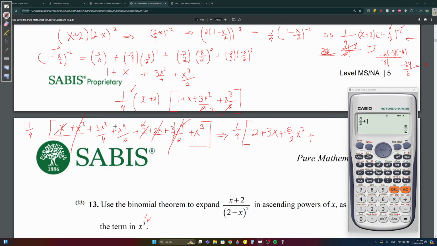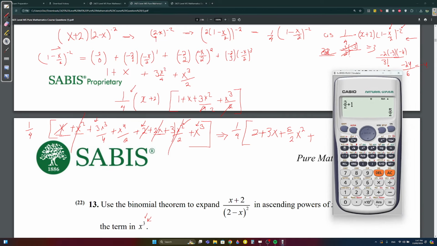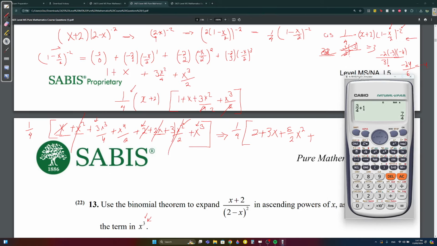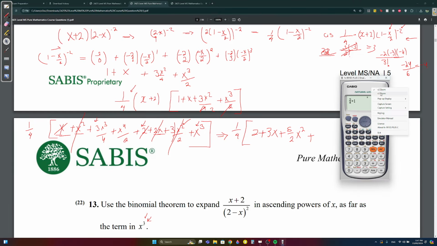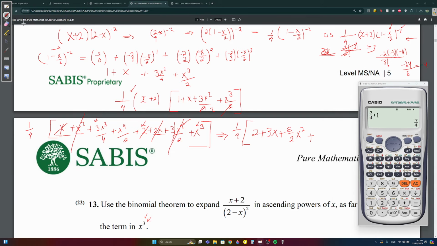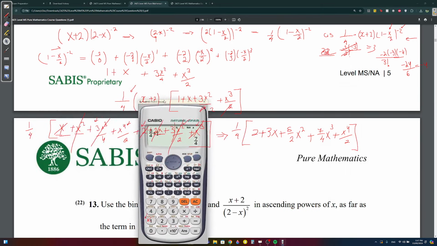Okay. Now for the cube. 3 over 4 plus 1, right? Should get 7 over 4. 7 over 4 x cubed. Okay, what else? So we're done with the cubes, plus x to the power of 4 over 2. Are we done, guys? No, we are not.